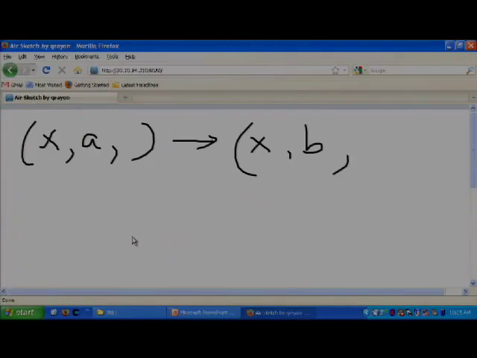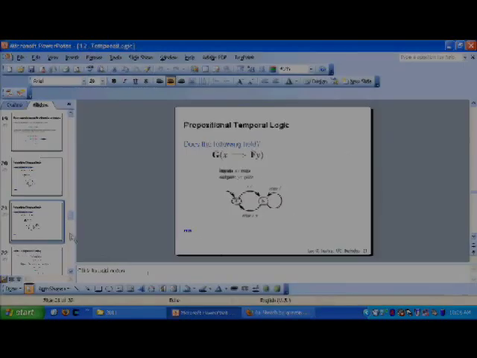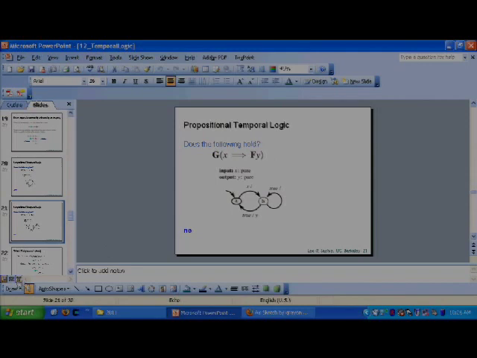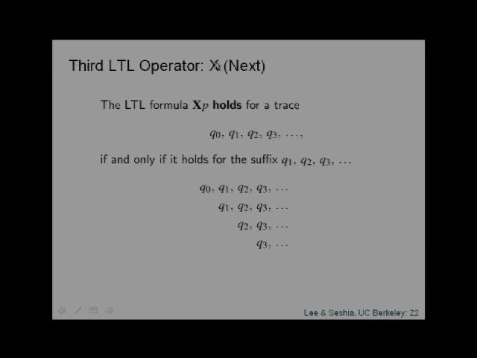Okay, so now let's talk about the third operator, which is the next state operator. This is going to give us some additional power in terms of actually counting steps and expressing a different class of properties than we were able to do with the previous two operators. So we'll say that X of p holds for a trace if p holds in the suffix starting at the next state. That's suffix q1, q2, q3, etc. So here, for example, we say that X of p holds for this trace if p holds in q1.